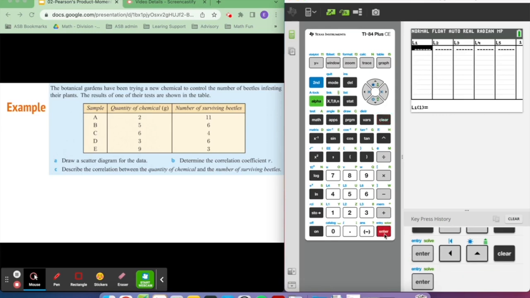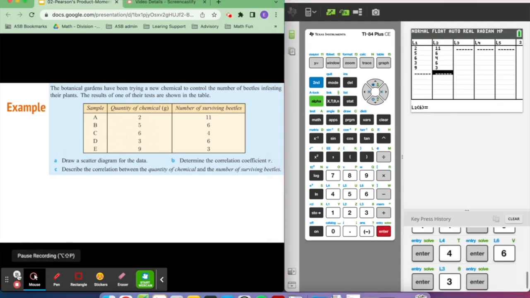Now we're ready to put our data in. We're going to put our two variables in separate columns. So L1 is going to be my quantity of chemicals, and L2 is going to be the number of surviving beetles. Pause the video and input your data. Once you've inputted your data, always make sure that they align with each other. There should be the same amount of data points in both columns.